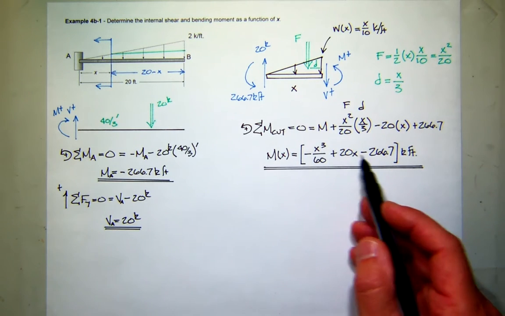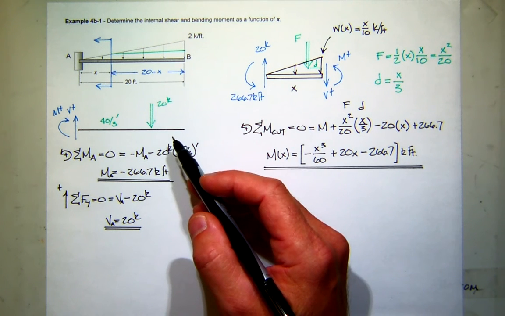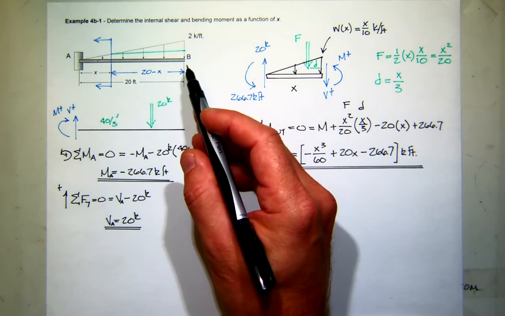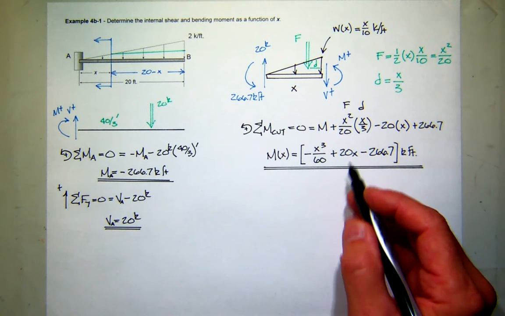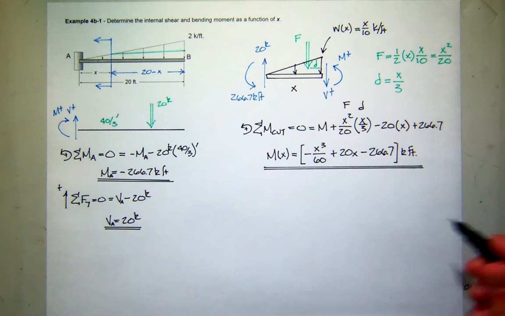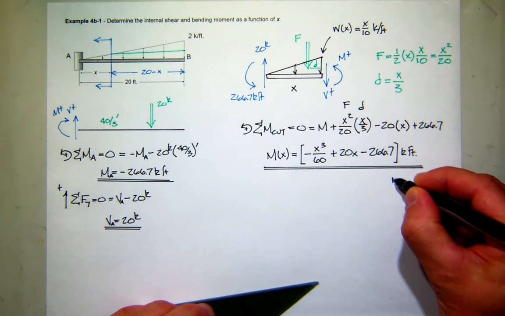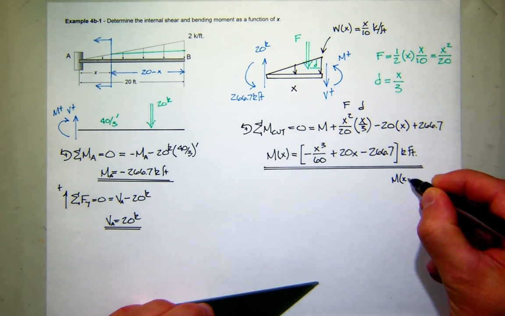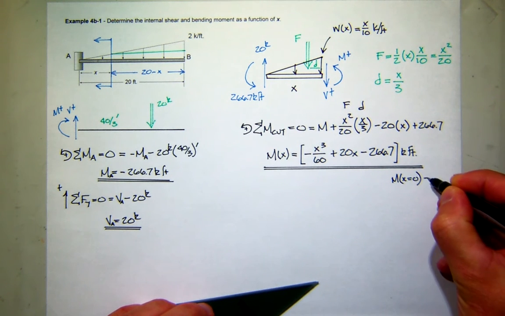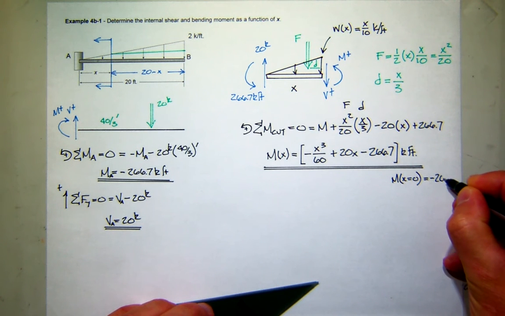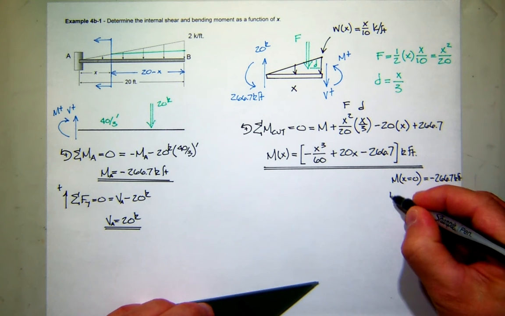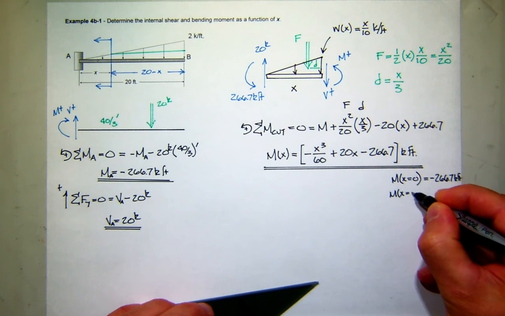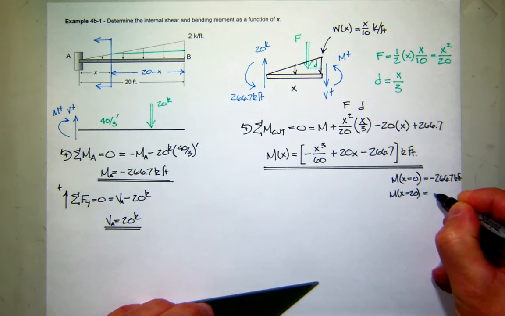Well, I know I have an equation for it at a cut, but where else do I know it as a value? B. What's the value at B? 0. So I put in x equal 20 here. I better get 0. Why don't you guys check that real quick? I'm going to go ahead and write here that the moment at x equals 0 does equal negative 266.7, and that's kip feet. Kind of ran out of space there. Sorry about that. And also the moment at x equal 20, I think it should be 0.